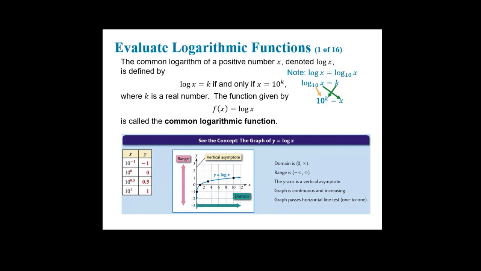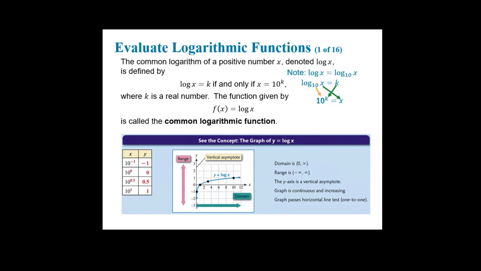So it's always helpful to look at the graph. The domain is going to have to be positive, so we cannot take the log of a negative number. This is just like our square root function, right? We can't take the square root of a negative number. You can't take the log of a negative number either. So our domain is going to be from 0 to infinity. Our range could be any real number, so it's from negative infinity to infinity.